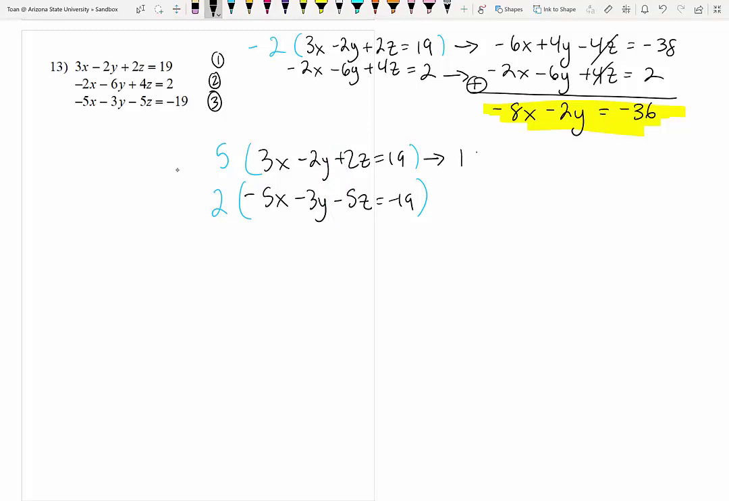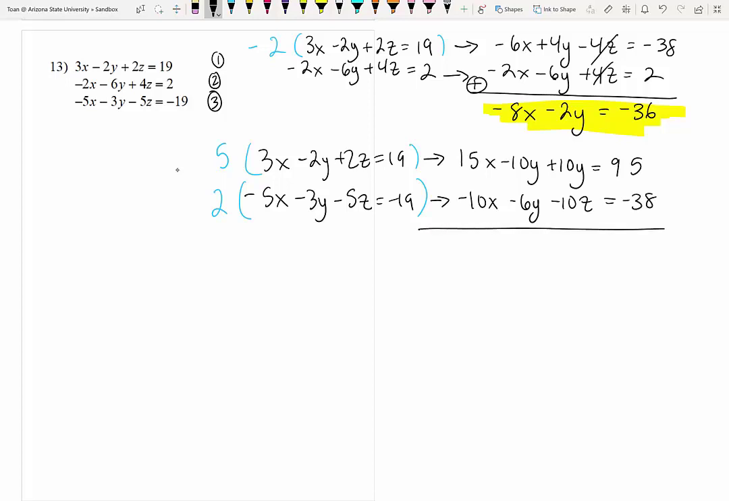So multiplying through gives us 15x minus 10y plus 10z equals, what's that, 95? Yeah. And then the second equation, distributing a 2, gives us -10x minus 6y minus 10z equals -38. So when we add these two equations together, the z's cancel, leaving behind 5x minus 16y equals, what's that, 57.